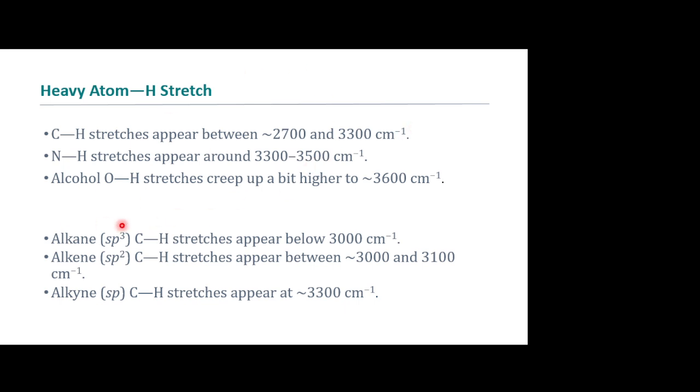All right, so if you look at an alkane, sp3, then the CH stretch is going to appear below the 3,000 wave number, typically somewhere in the 29-hundred region, like 2940. If you have an alkene, that's sp2 character, you're going to see the CH stretch appear between 3,000 and 3,100 typically. And if you have an alkyne, then the CH stretch is going to appear up at 3,300-ish.